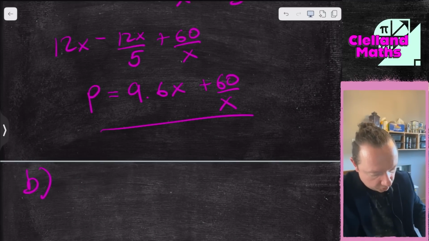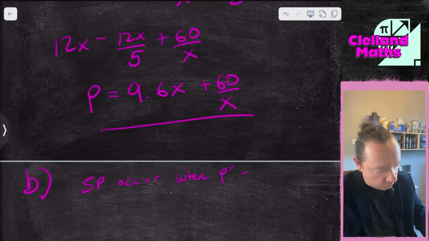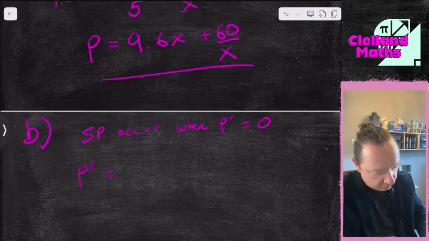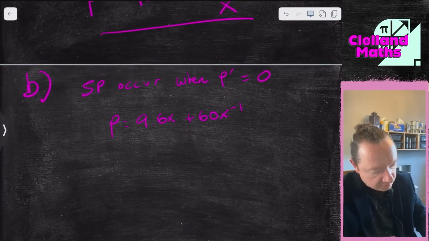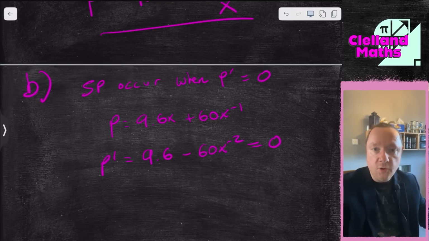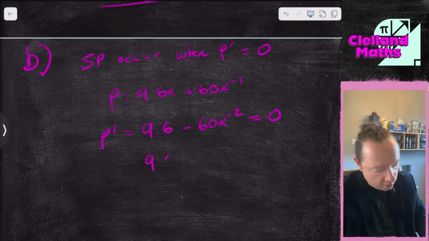So stationary points occur when P dash equals 0. So P dash, well, I'm going to have to get ready to differentiate first actually. So P equals 9.6x plus 60x to the minus 1. So P dash is going to be 9.6 minus 60x to the minus 2, and that's going to equal 0.